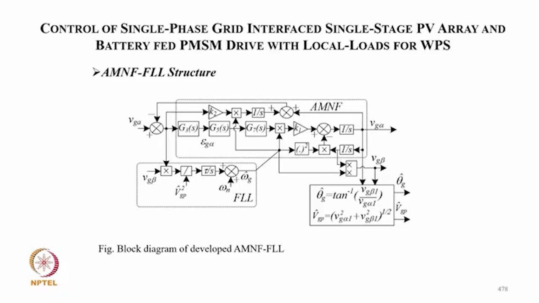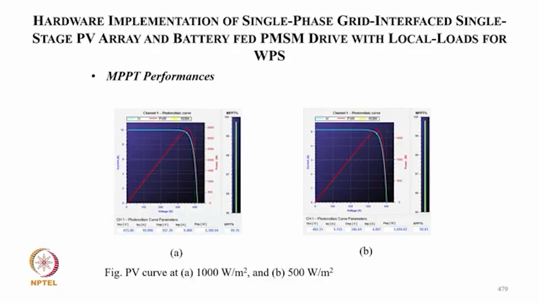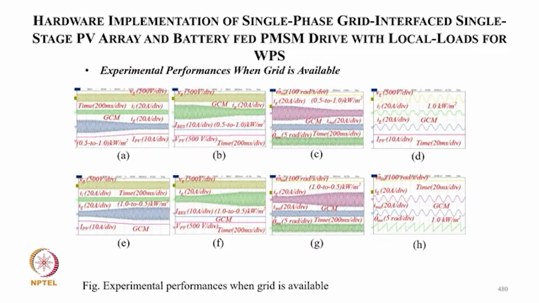And then the block diagram of your filters, typically for estimating the V alpha beta. Even if a distorted grid is there, you operate that and get the angle as well as the magnitude of the voltage. And these are the performance at 1000 watt per meter square, MPPT performance at 1000 and 500 watt per meter square.